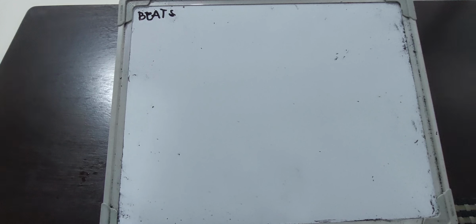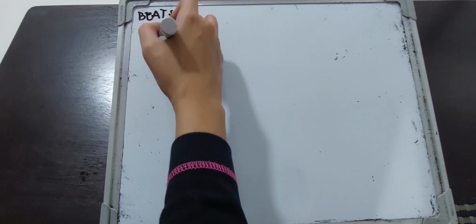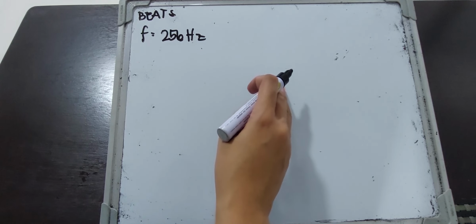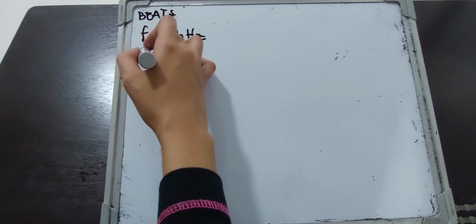So now, we are going to tackle naman about beats. So, yeah, the concepts were discussed already. So, let us have the problems that are included in the PowerPoint presentation there. When a note is played on the piano, a tuning fork with a frequency of 256 Hz is produced simultaneously. There were 9 beats heard.